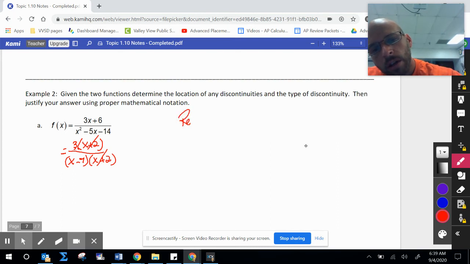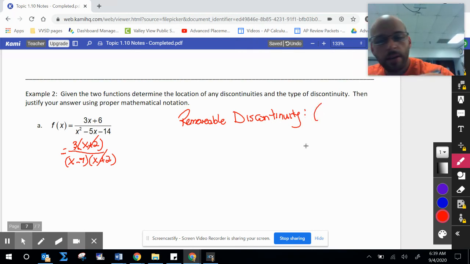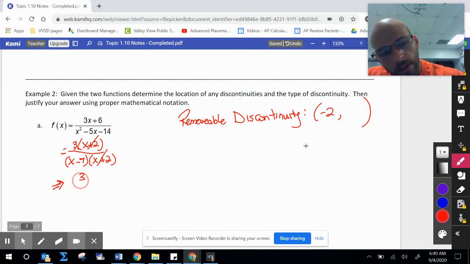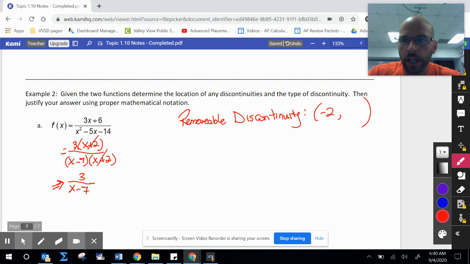So now I know I have a removable discontinuity at -2. Now I'll find the y value in a minute. But when I reduce that, I have a 3 over x minus 7. Now you might notice a little change in notation that I did here. I didn't necessarily use an equal sign. I used a little arrow because I don't want to say that those two functions are equal anymore because one has a hole and one doesn't. So I just use an arrow to say I simplified it, but they're not technically equal anymore.